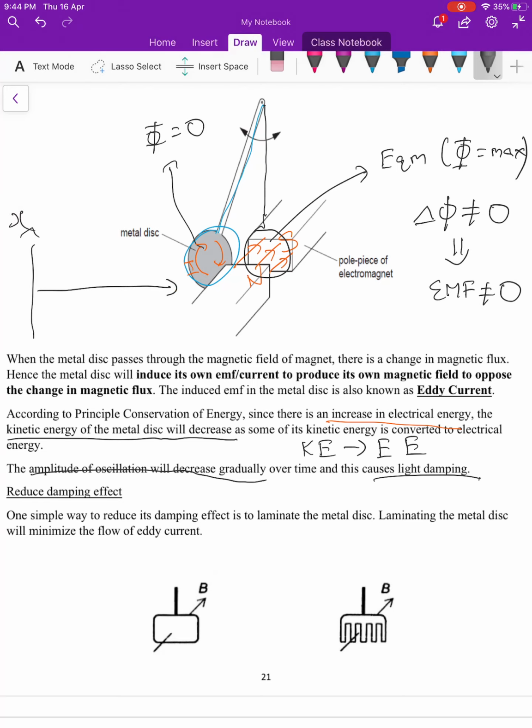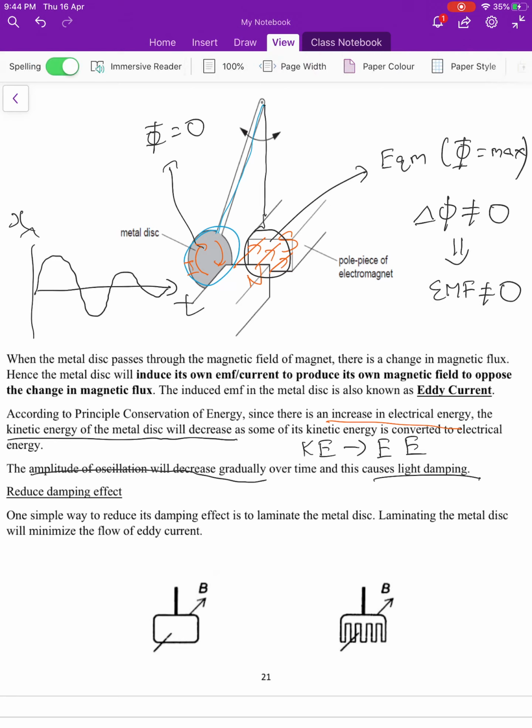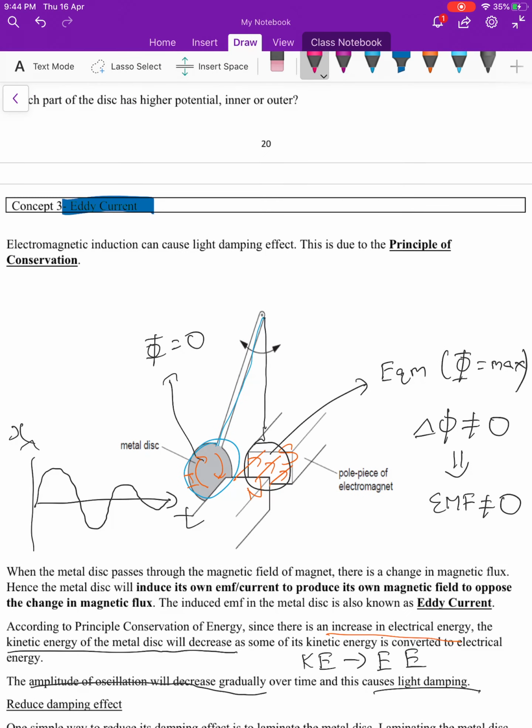So 你的 amplitude of oscillation will decrease gradually over time, and this causes light damping, okay, light damping. So 这个是你的 displacement time graph, okay. So 你的 amplitude 就越来越小，okay. So 这个 will cause light damping, okay. So 我们在 simple harmonic motion 学了什么？What causes damping? What are the factors that cause damping? 我们可以增加我们的 mass, 或者我们可以增加我们的 area, okay, cross sectional area, okay, 这个就会 increase 我们的 damping, okay.